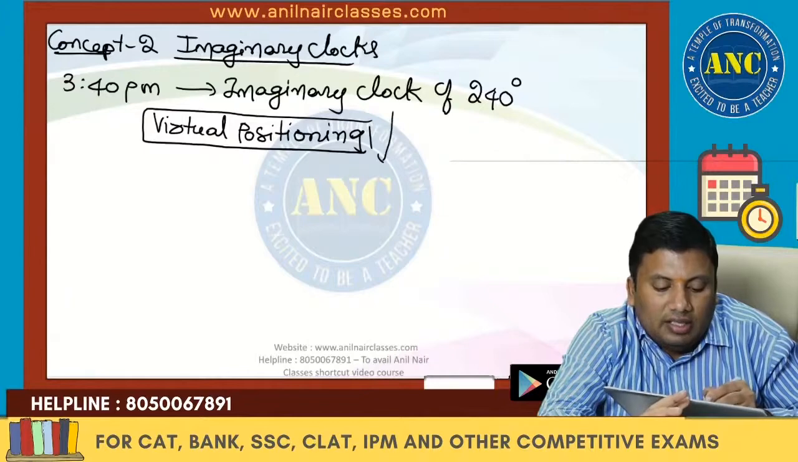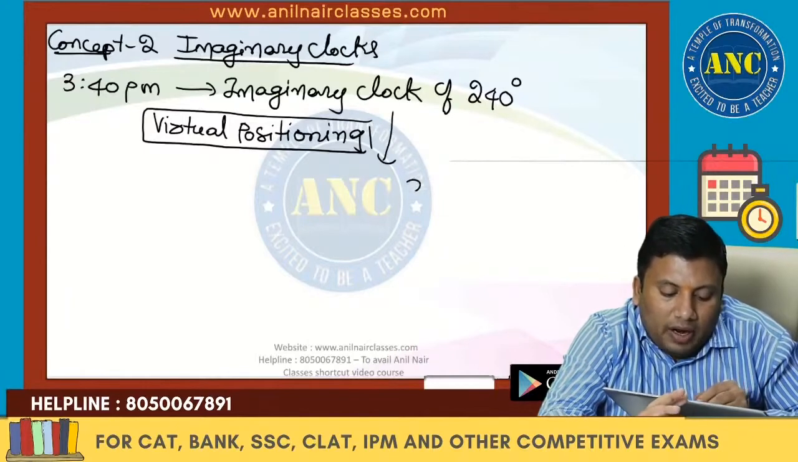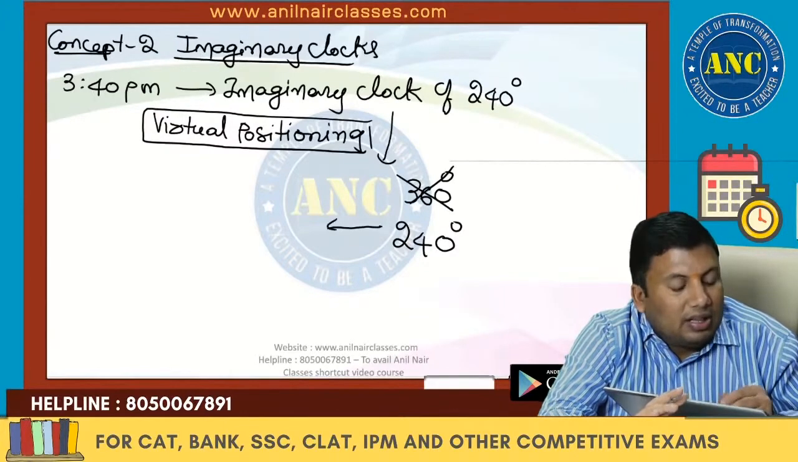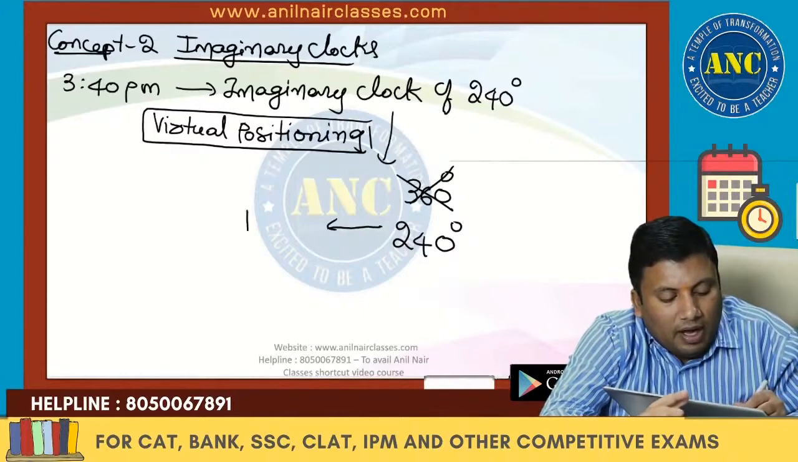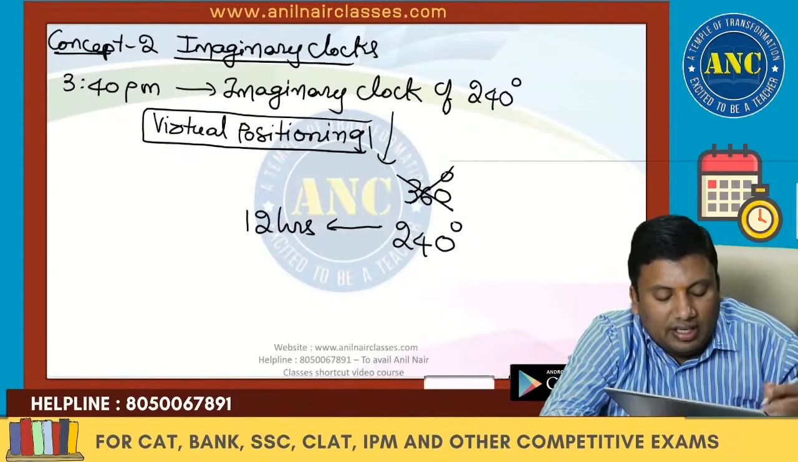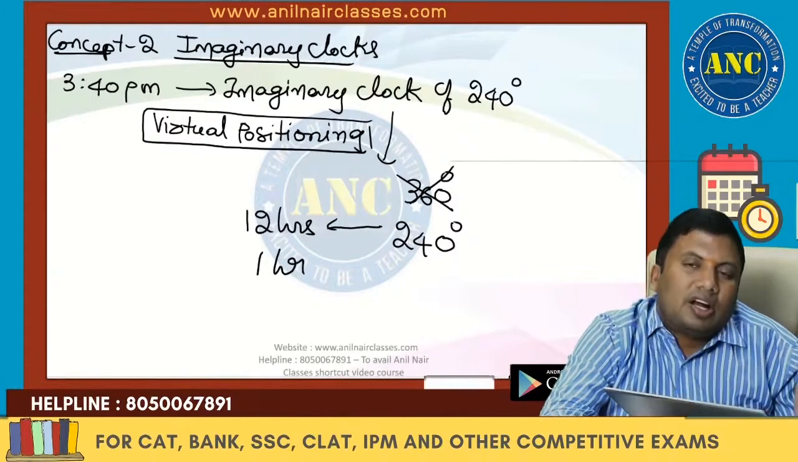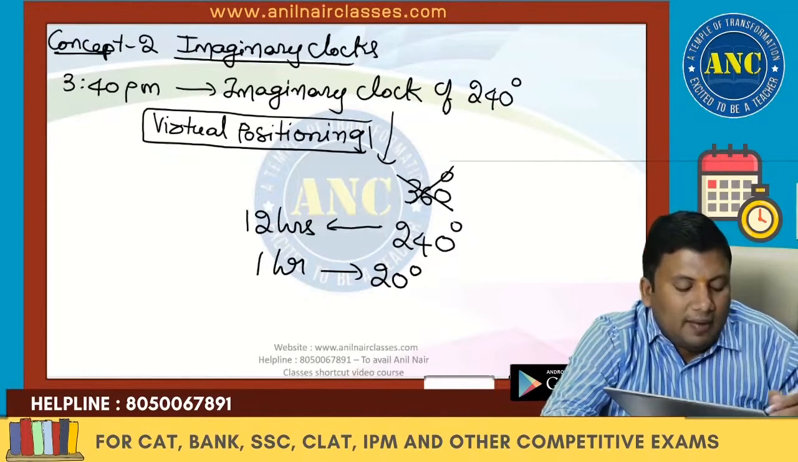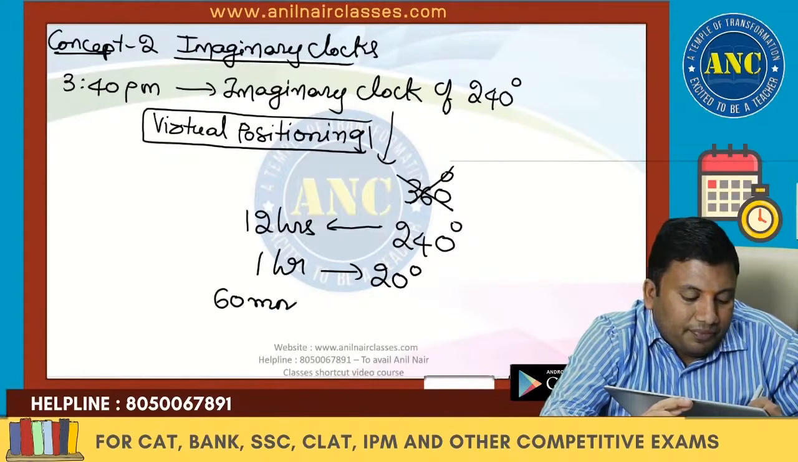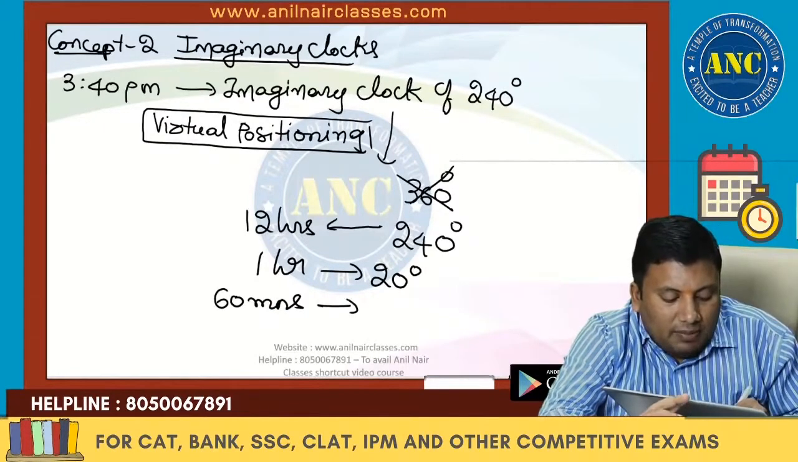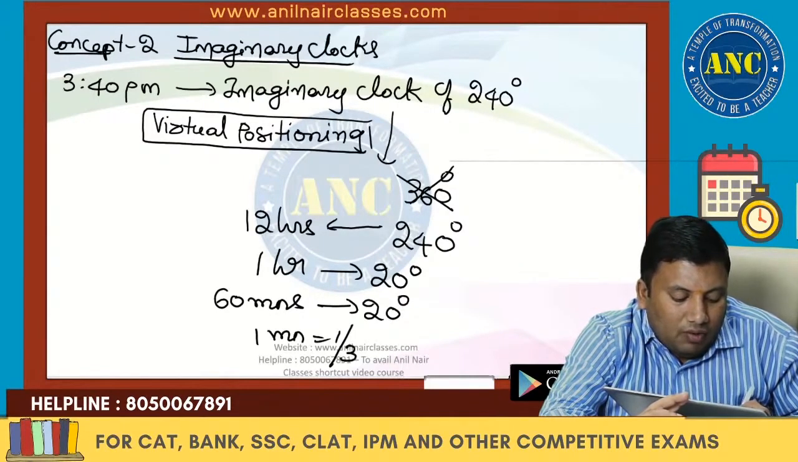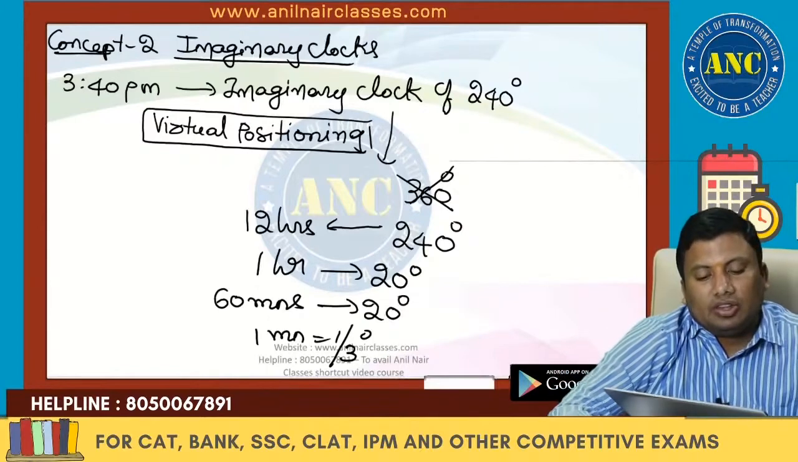The clock is in the form of a circle, but the total circle, instead of 360 degrees, is given as 240 degrees. There is no change with respect to our hours. So 12 hours is 240 degrees. Only the premise changes, instead of 360 it is 240. 1 hour is 20 degrees. There is no change in minutes. So 60 minutes is 20 degrees. 1 minute is 1/3 degree.